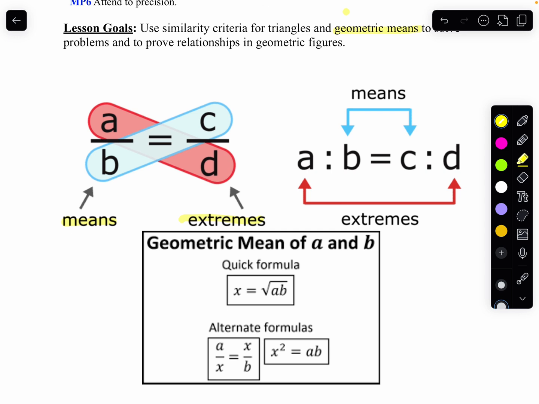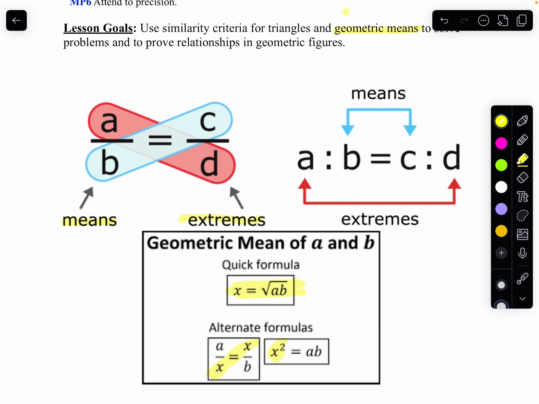That's cross multiplying. Now, if the means are the same, we call that a mean proportional. So when I do the product of the means, x times x is x squared, or a times b. Or a lot of times we'll say x is the square root of a times b. My geometric mean, I multiply and I take the square root. If I had 3 numbers, I'd multiply 3 numbers and take the cube root. 4 numbers, I multiply them together and take the fourth root.